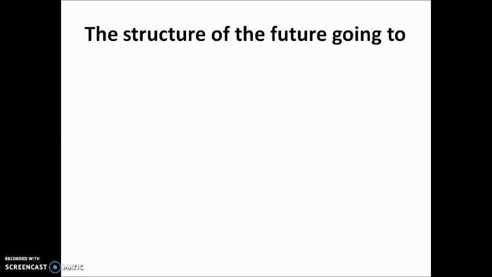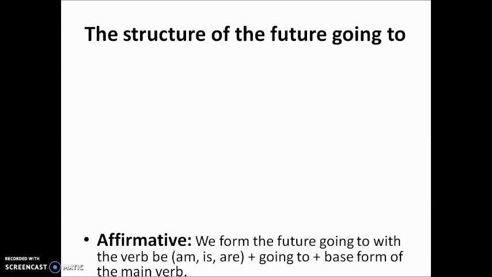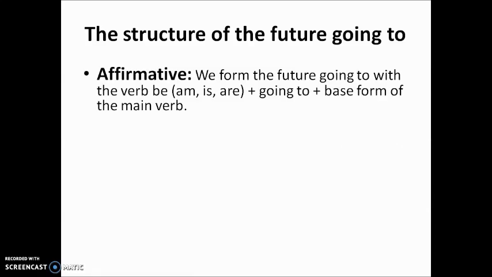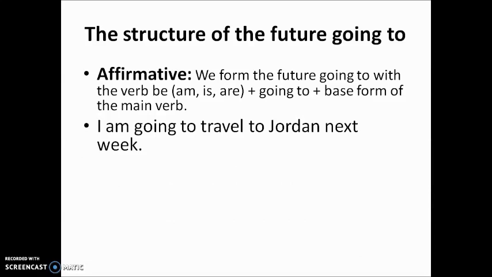Now, let's explain the structure of the future going to. We want to explain the affirmative case. We form the future going to with the verb be, am, is, are, plus going to, plus the base form of the main verb. Let's take some examples. I am going to travel to Jordan next week. We use the verb be, am, plus going to, and the base form of the verb travel.